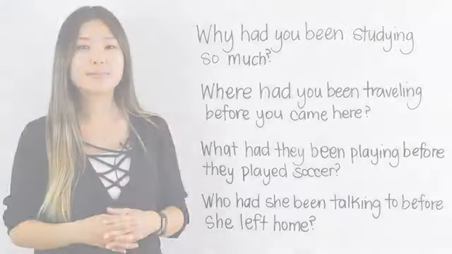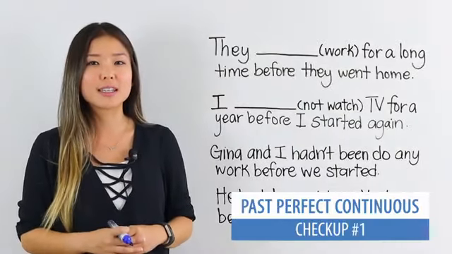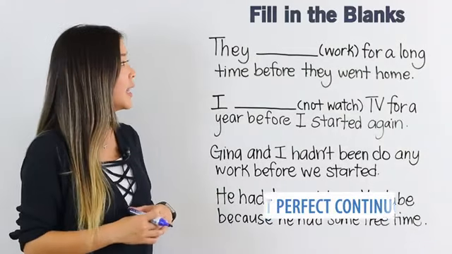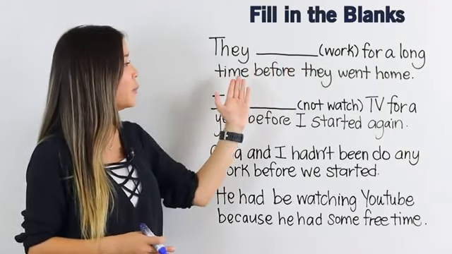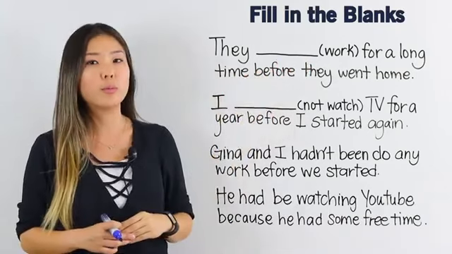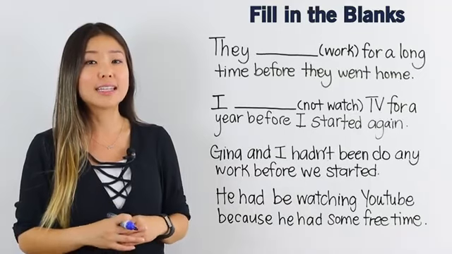Let's move on. Let's start a checkup for the past perfect continuous tense. Take a look at the first sentence. It says, they blank for a long time before they went home. Try to fill in the blank with the verb work in this tense.